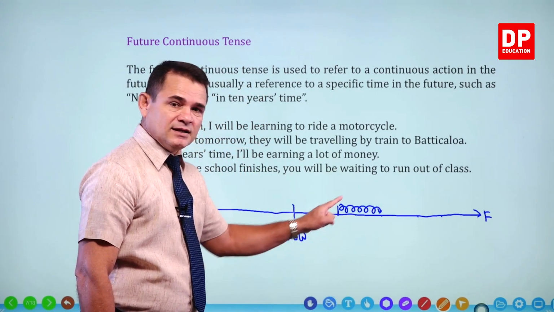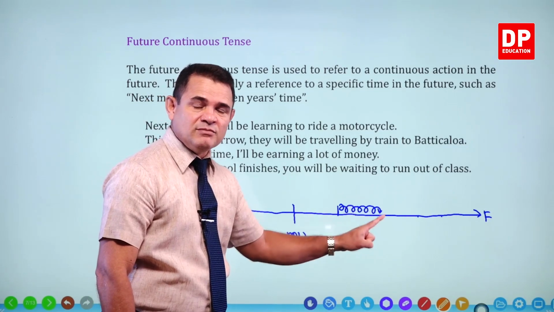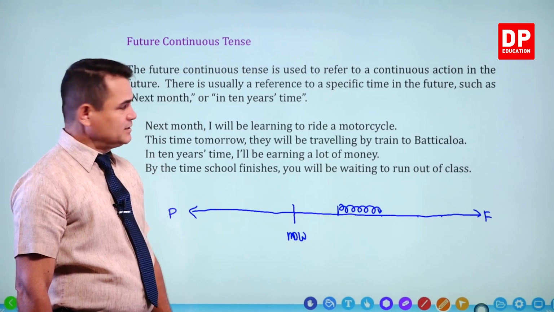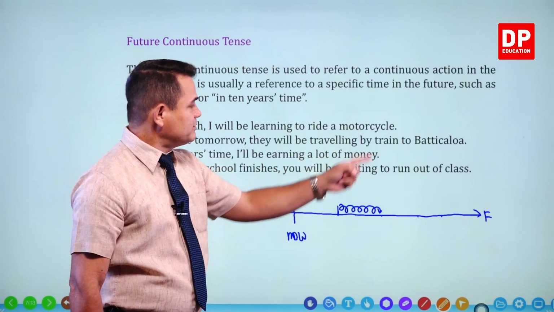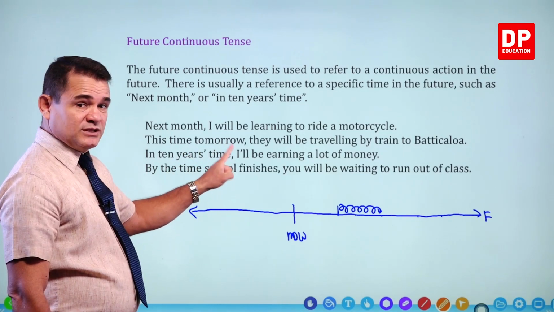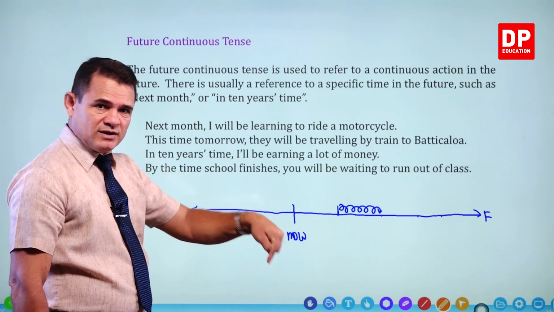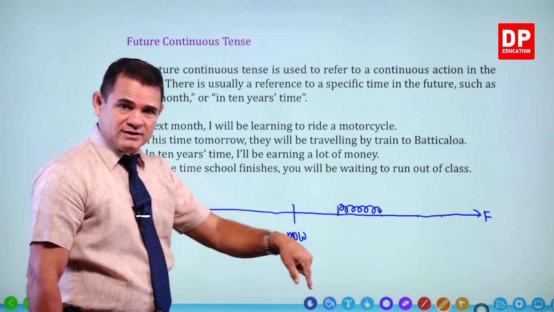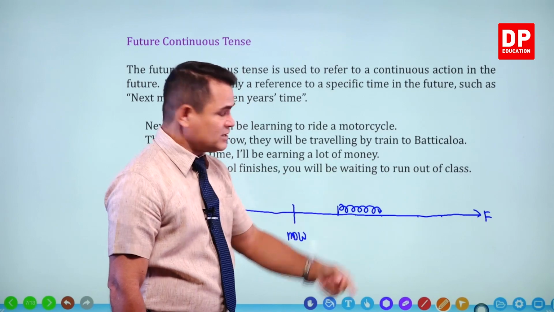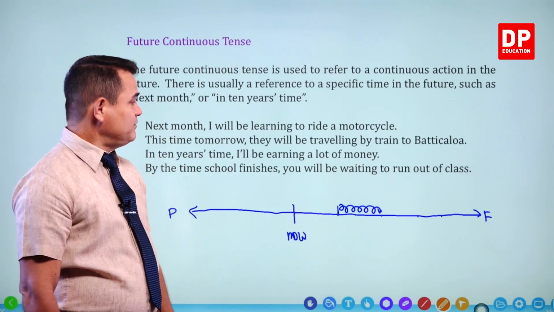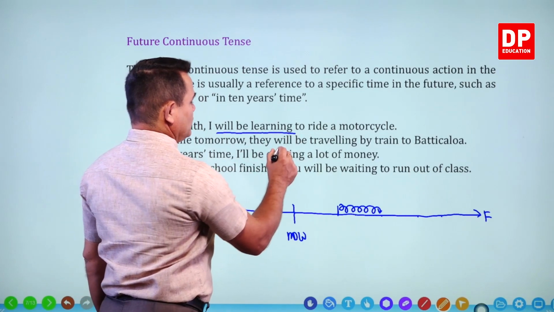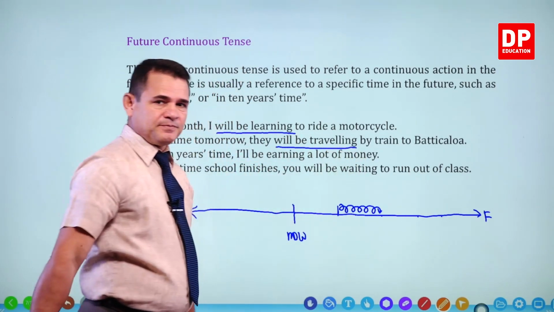ඒක learning. එතකොට අනාගතයේ සිදුවෙමින් තියෙන දෙයක්. Future continuous. Right? I will be learning to ride motor bicycle. And this time tomorrow, හෙට මේ මොහොත වෙන විට, මේ වෙලාව වෙන විට, they will be traveling by train to Batticaloa. They will be traveling. Here, will be learning, will be traveling.